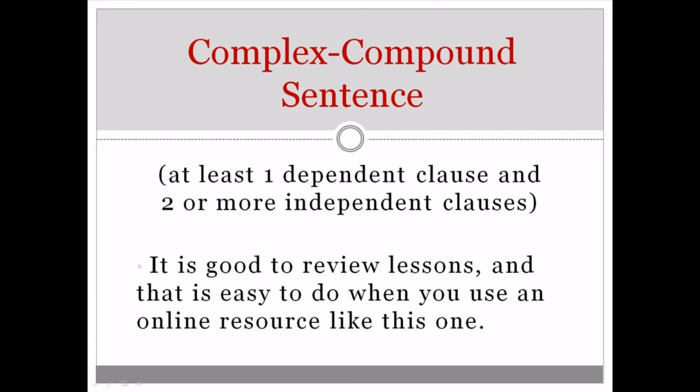Here's an example. It is good to review lessons, and that is easy to do when you use an online resource like this one. Do you see the independent clauses? There must be two or more. Here are the two independent clauses. Our dependent clause is at the end. A comma and coordinating conjunction join our independent clauses. A subordinating conjunction appears in the dependent clause.